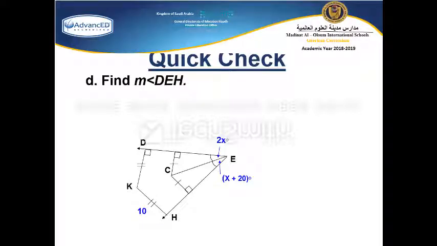How do we find the measure of angle DEH? Again, since these two angles are congruent and we said x equals 20, by making a substitution, 2x equals 40. Then how do we find the whole angle DEH? Since both of them are congruent and each angle is 40, then the whole angle DEH equals 80.